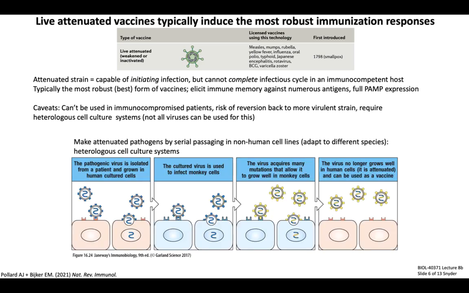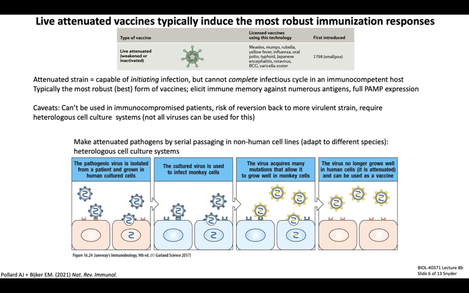We make attenuated viral vaccines using something called heterologous cell culture. So this consists of taking a virus that is adapted to a human host. So at first, it's perfectly capable of infecting and replicating in human cells. And then you take this virus and culture it in vitro with cells from a closely related but separate species, such as monkey cells. And we define these as heterologous cells.